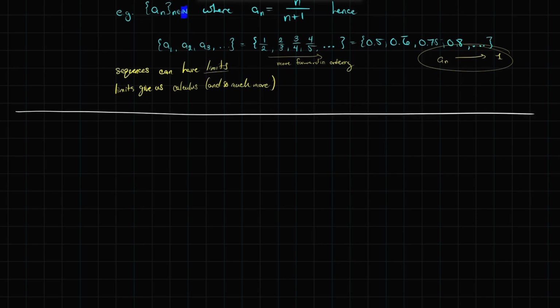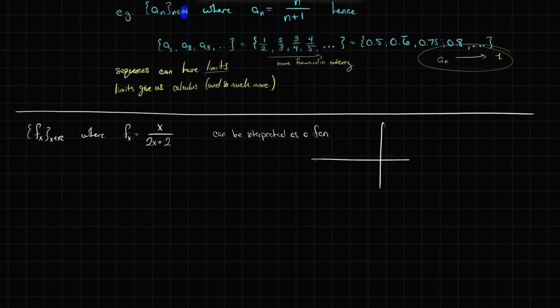Let's look at one other situation of a sequence. Here's f of x, which is a sequence parameterized by x in R, where f of x is equal to x divided by 2x plus 2. This can be interpreted as a function. Technically this should be x in R, x not equal to -1, because you do have an asymptote at -1.